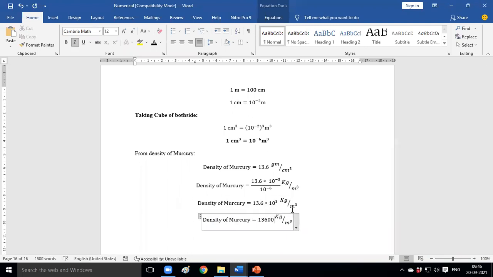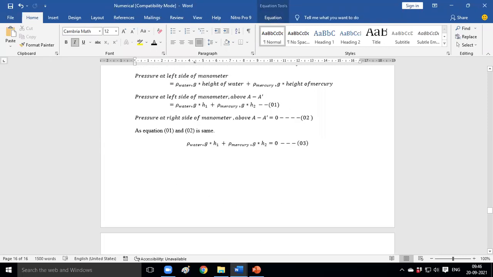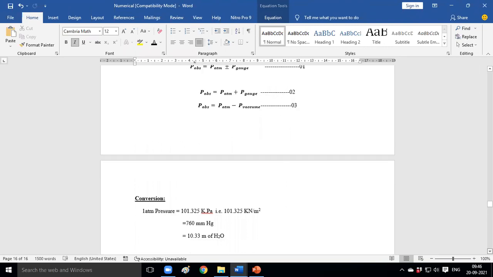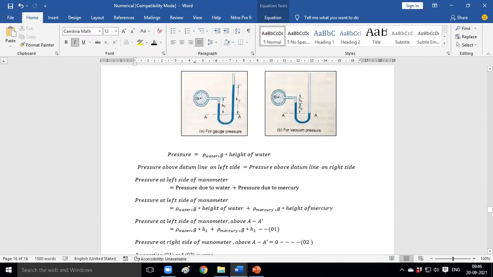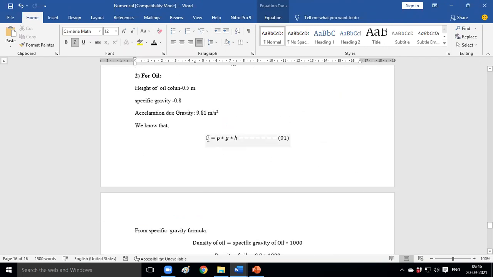Is it correct? 10 to the power 3 is 1000, so 13,600. Density of mercury, 13.6 multiplied by 10 to the power 3, that will be 13,600 kg per meter cube. Now we need to put this value in equation number 1 to determine the pressure exerted by the mercury column.